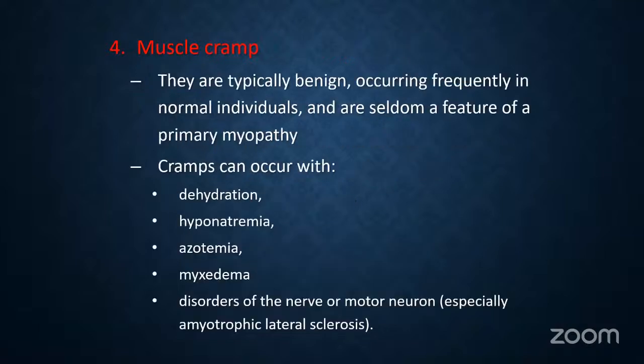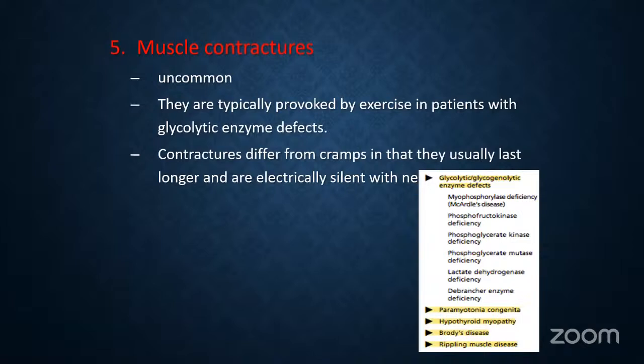Cramps are typically benign, occur frequently in normal individuals, and are seldom a feature of primary myopathy. But if they occur, they can occur with dehydration, hyponatremia, azotemia, myxedema, or disorders of the nerve or motor neuron, especially ALS. The difference between cramps and contractures is that a cramp is a temporary condition while contractures are fixed. Contractures are electrophysiologically silent while cramps are electrophysiologically active. Contractures can be provoked or unprovoked, fixed or dynamic. The dynamic contractures are typically provoked by exercise in patients with glycolytic enzyme defects.